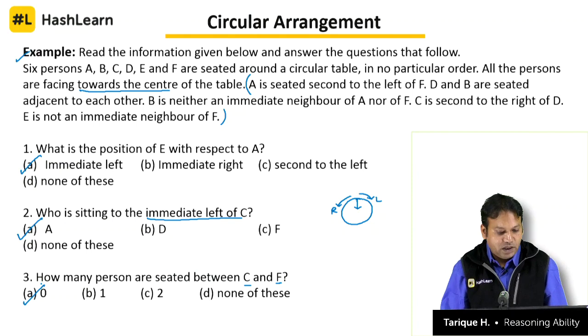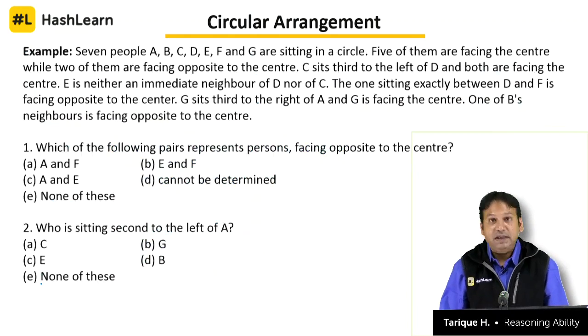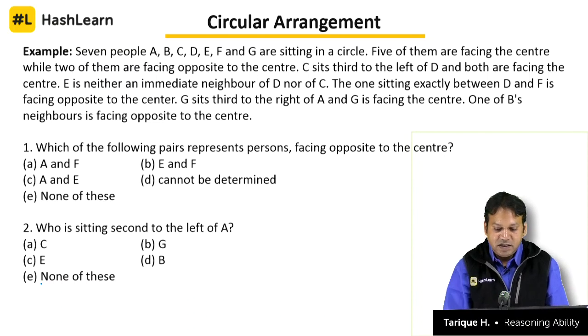So we have done circular seating arrangement question number 1, and now we'll look at circular seating arrangement question number 2. So let's see how this question is. 7 people A, B, C, D, E, F and G are sitting around a circle. 5 of them are facing the center, so that's a very important clue given to you here, that not all of them are facing the center.